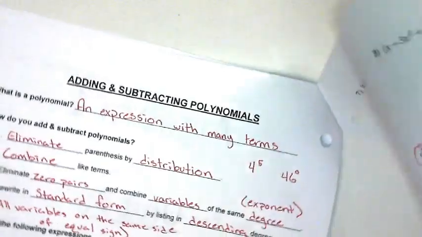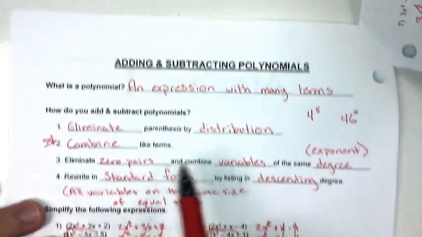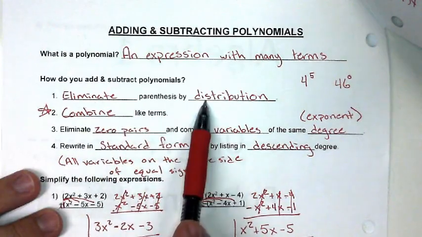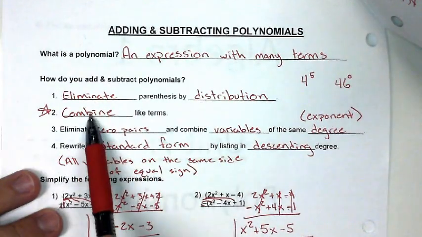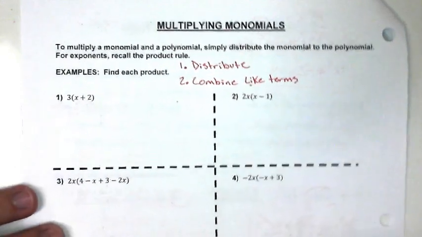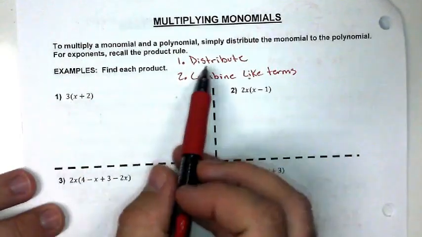Now that should sound familiar, because adding and subtracting polynomials, what were the 2 steps? So we're doing literally the exact same steps. Yep. Doing the exact same thing we did yesterday. Okay? So, step 1, distribute.